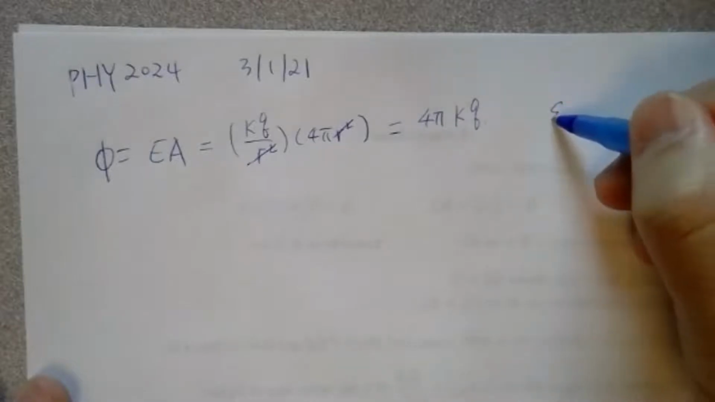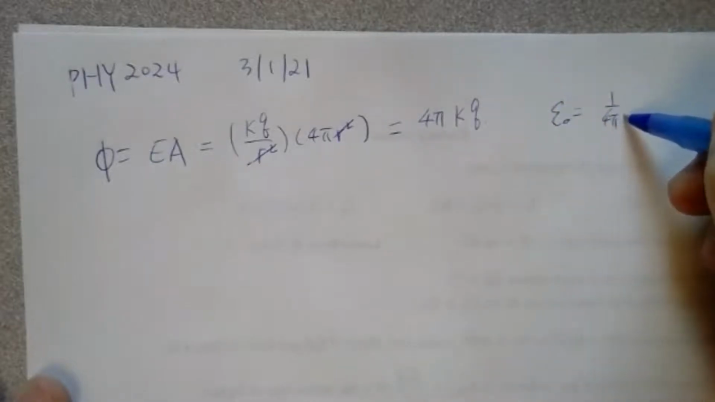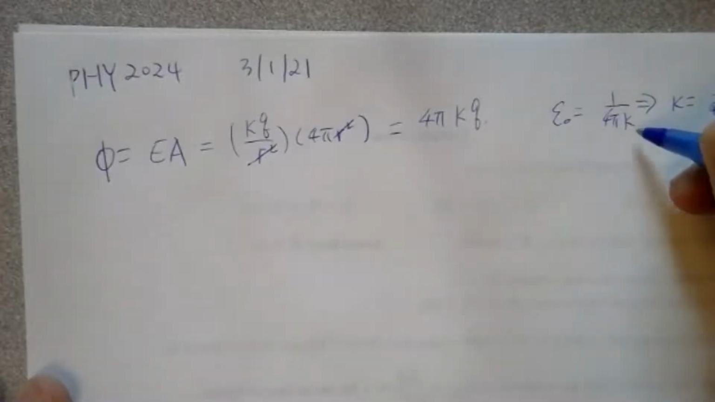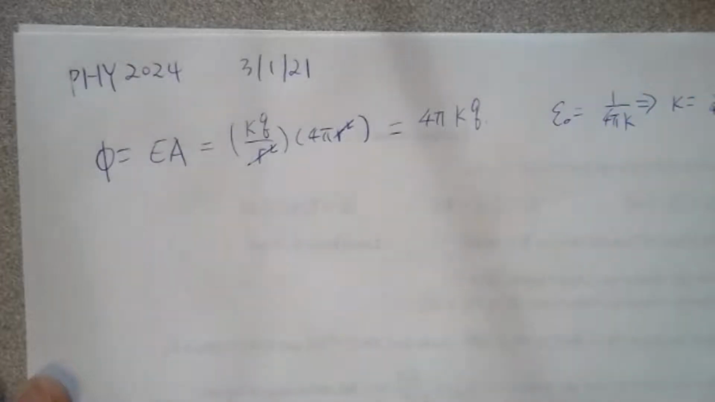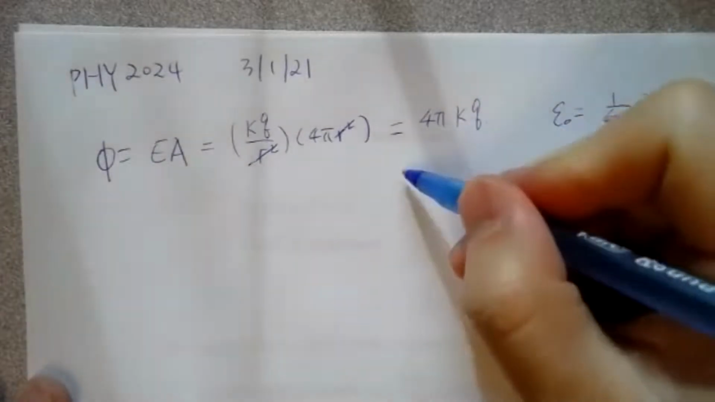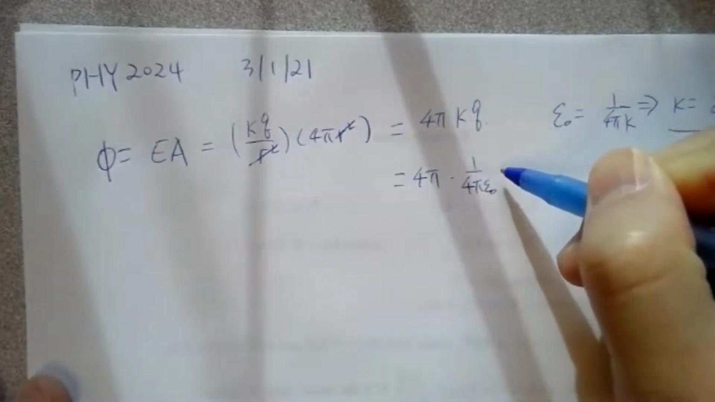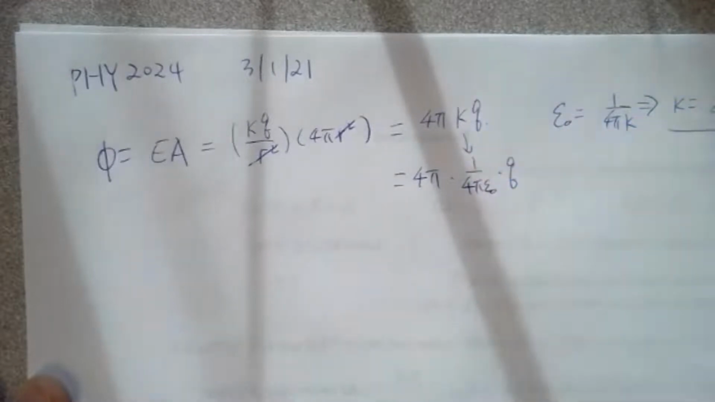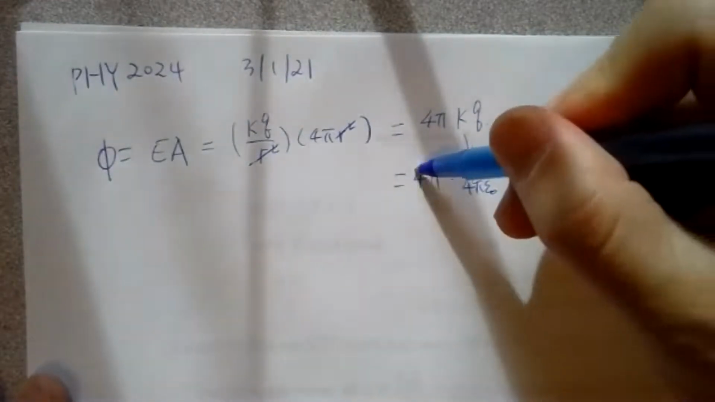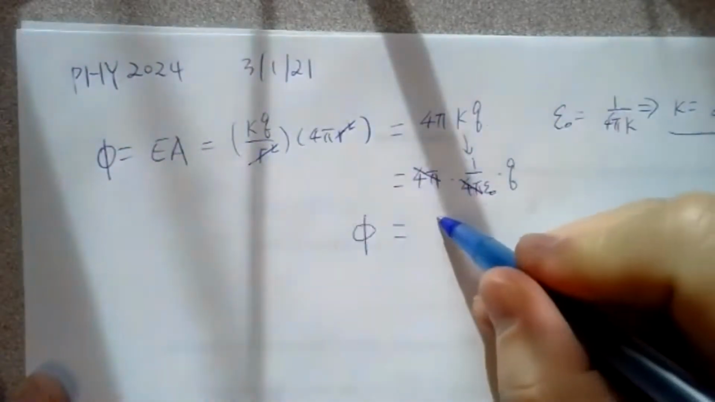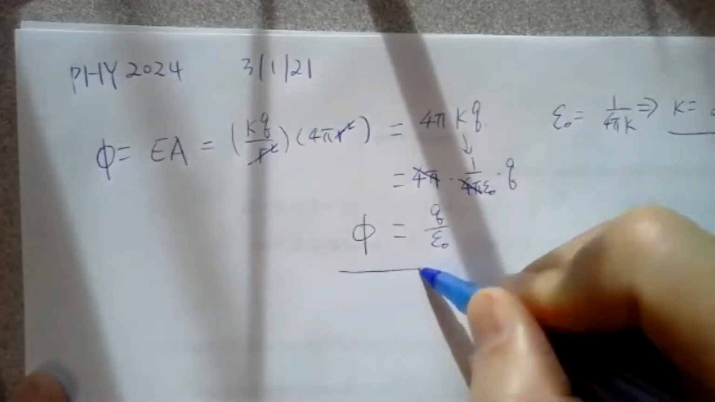So epsilon naught is equal to 1 over 4 pi K, then K will be equal to 1 over 4 pi epsilon naught. So basically, you are exchanging epsilon naught and K. So if you take that expression for K over here, then this is equal to 4 pi times 1 over 4 pi epsilon naught times Q. So then 4 pi and 4 pi will go away. So then your flux from here will be just equal to Q over epsilon naught.